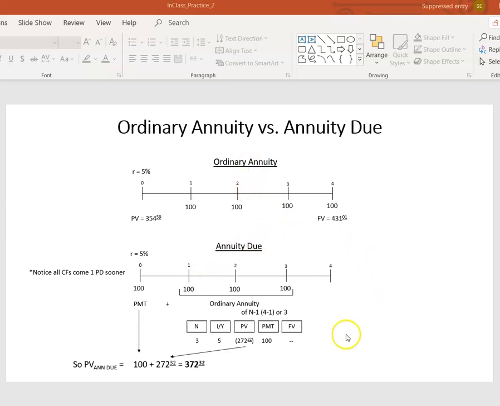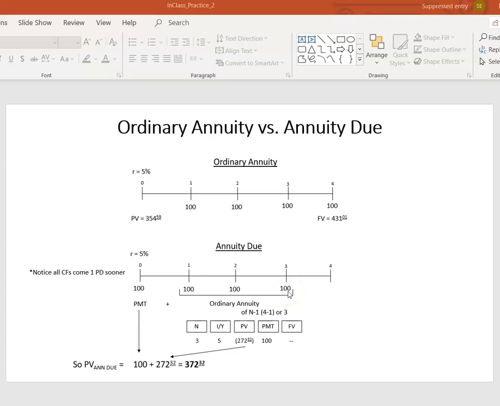Now I want to compare the cash flows of annuity due and the cash flows of ordinary annuity. You see, if we draw the cash flows for an annuity due, we will have equal payments for 4 years. But we will have the first cash flow payment in year 0. Then you will continue to receive the cash flow payment in year 1, year 2, and this cash flow payment will end in year 3.